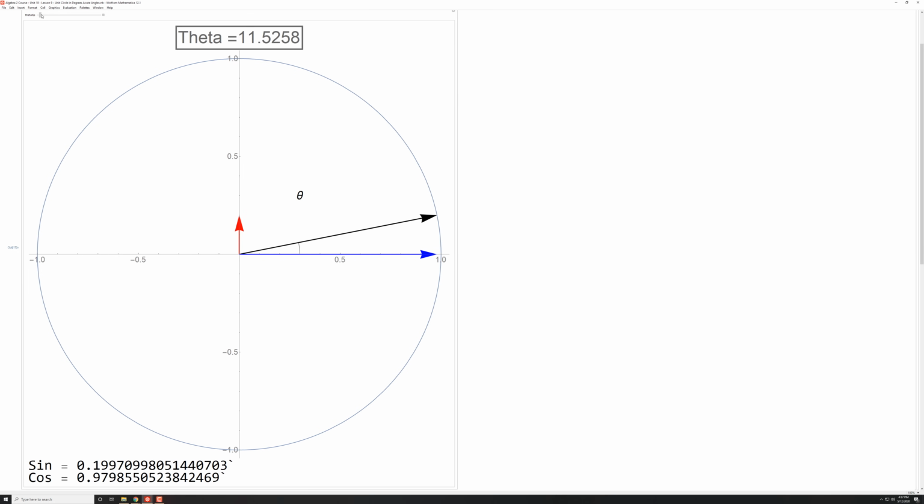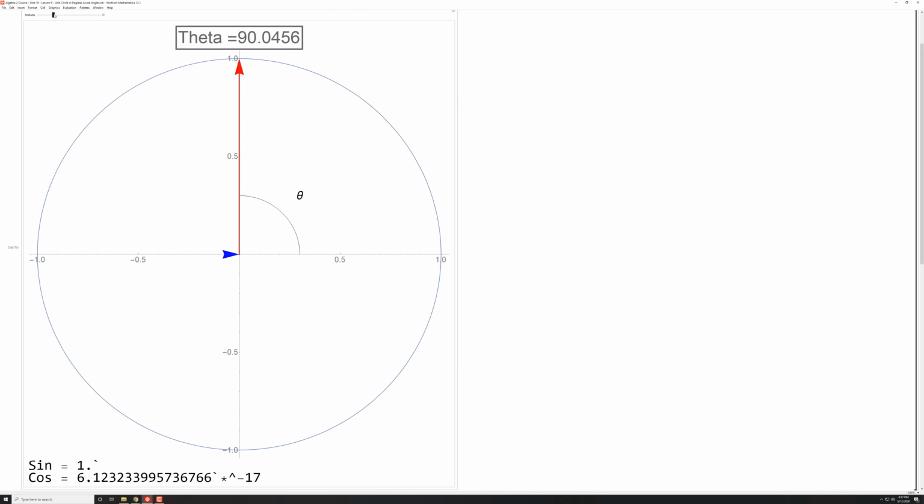So as I move this arrow around, the blue arrow, the projection on the x-axis, shrinks. The cosine is getting smaller and smaller. The sine is getting bigger and bigger until eventually this hypotenuse of this triangle lies fully on the y-axis. And I'm not going to be able to get it exact, but that's pretty close.